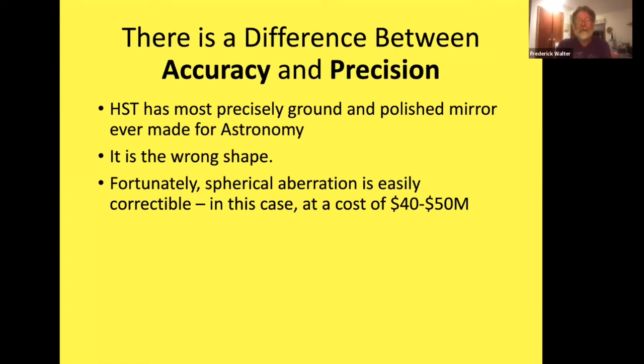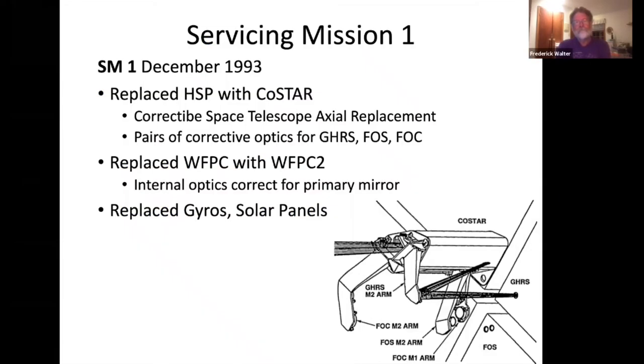It's inaccurate. Fortunately, it's a spherical aberration. It's radially symmetric, and it's easily correctable. In this case, it would only cost NASA and ultimately the taxpayers $40 to $50 million. And it was fixed in 1993, about 3.5 years after launch, in the first servicing mission. The high-speed photometer was replaced with COSTAR, the corrective optics space telescope axial replacement instrument.